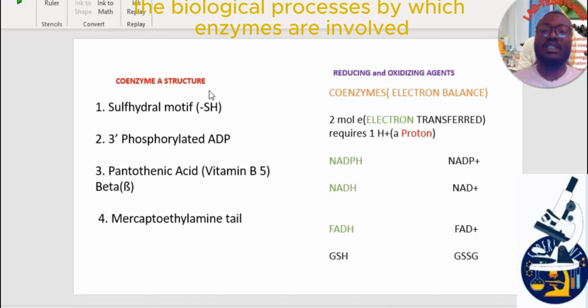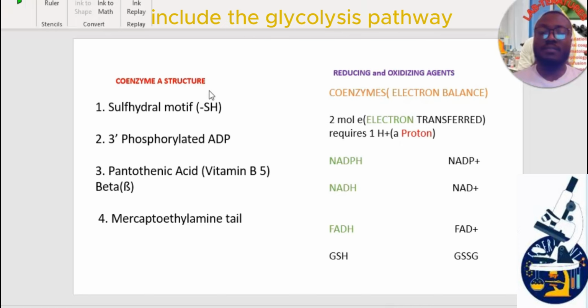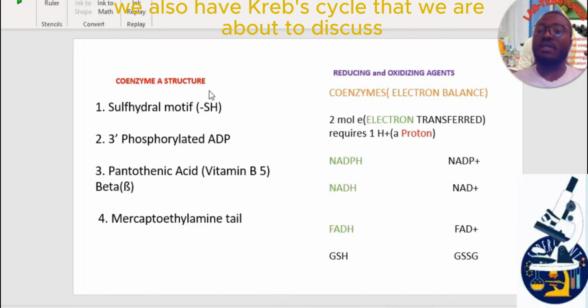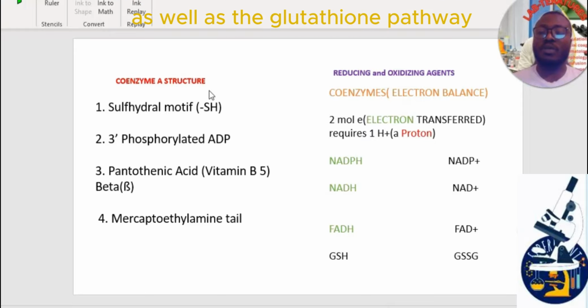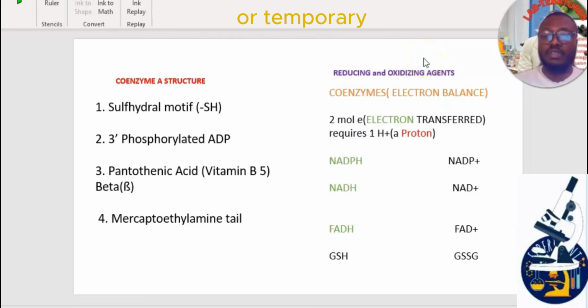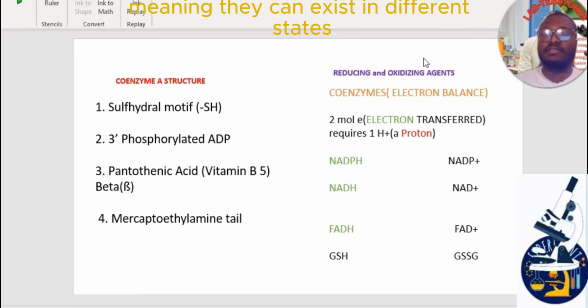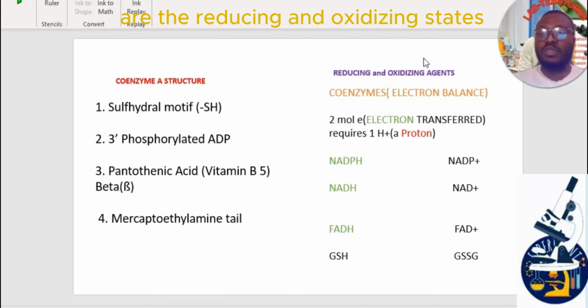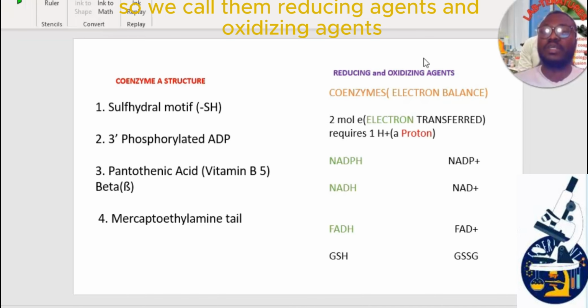The biological processes in which enzymes are involved include the glycolysis pathway, the Calvin cycle, which is in plant photosynthesis, the Krebs cycle that we are about to discuss, as well as the glutathione pathway, and all these require enzymes. Because we have already explained that coenzymes are transient, meaning they can exist in different states, the two main states for coenzymes are the reducing and oxidizing states. So we call them reducing agents and oxidizing agents.